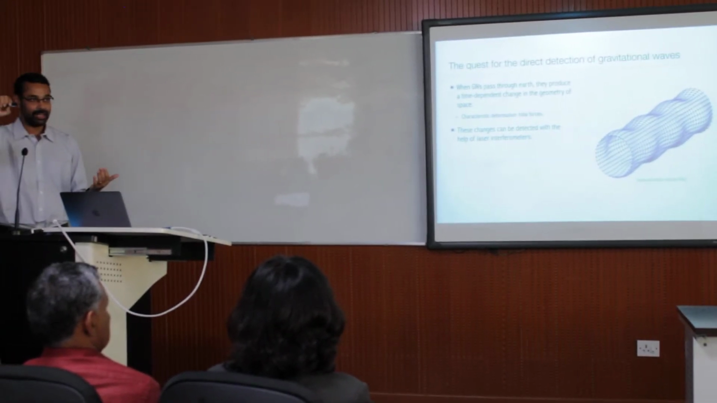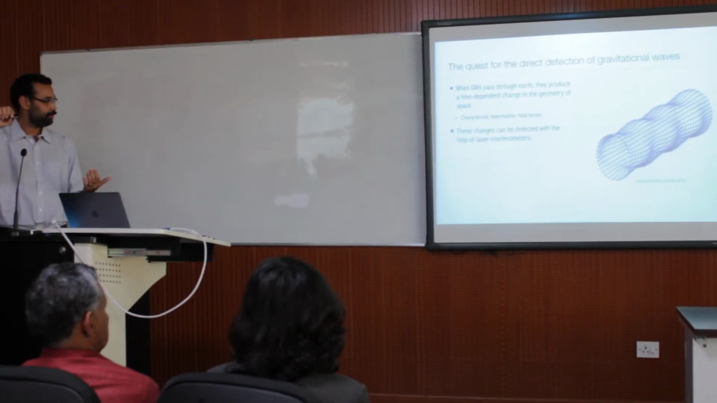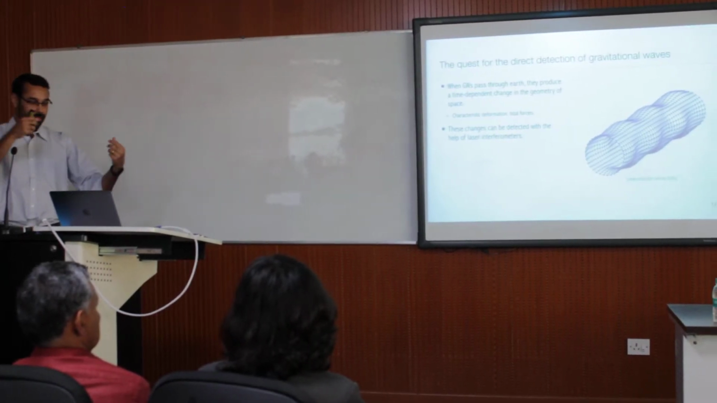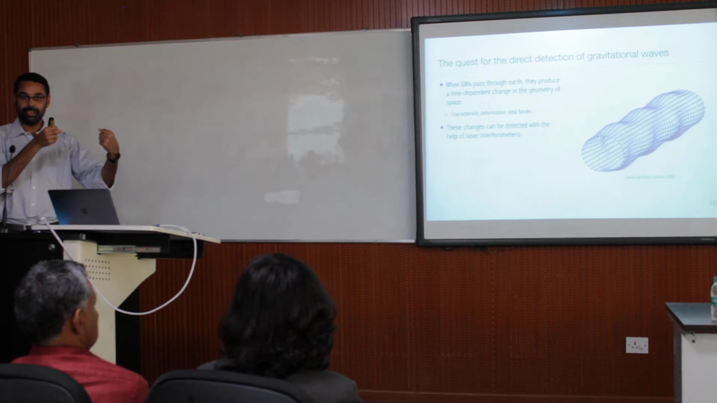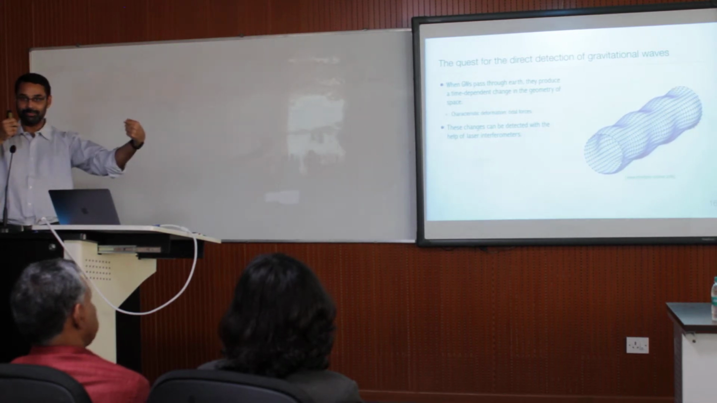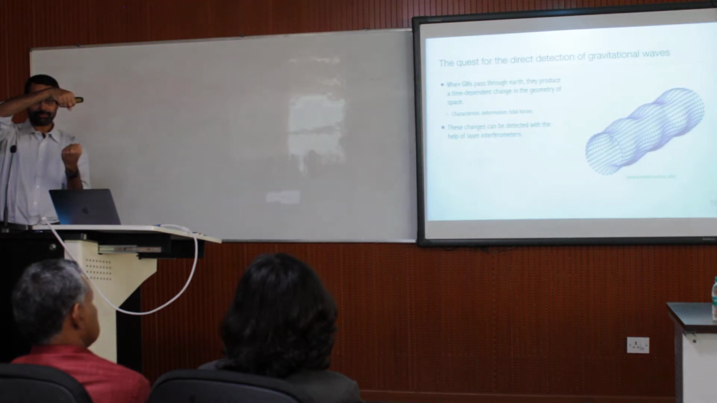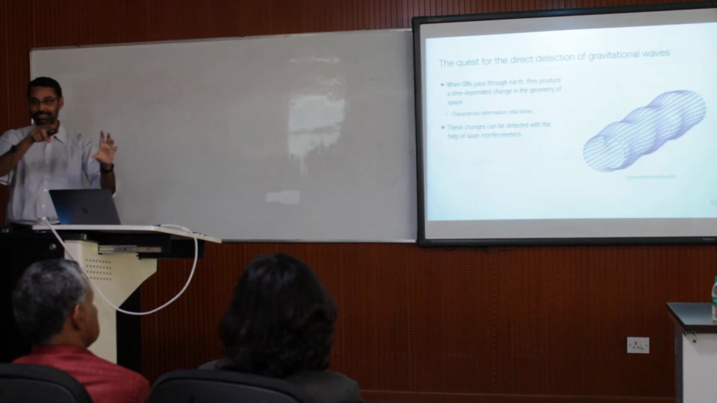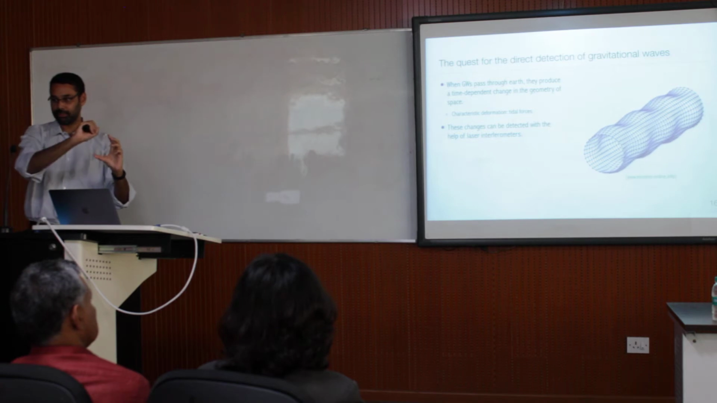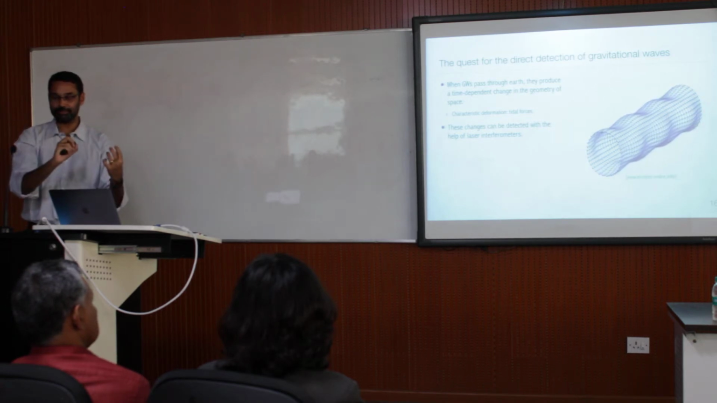If a gravitational wave is passing perpendicular to this whiteboard, space gets stretched in one direction, like this. At the same time, it gets compressed in the other direction. Both orthogonal directions are perpendicular to the direction of propagation, so they are transverse waves.